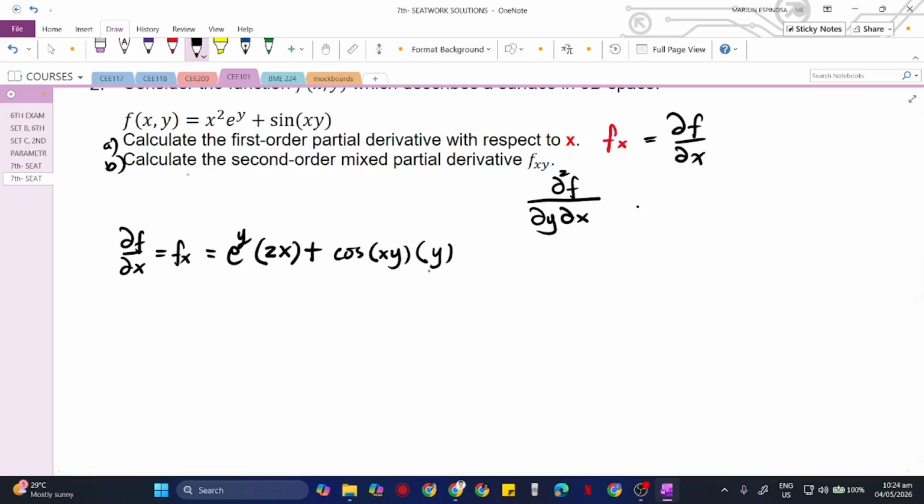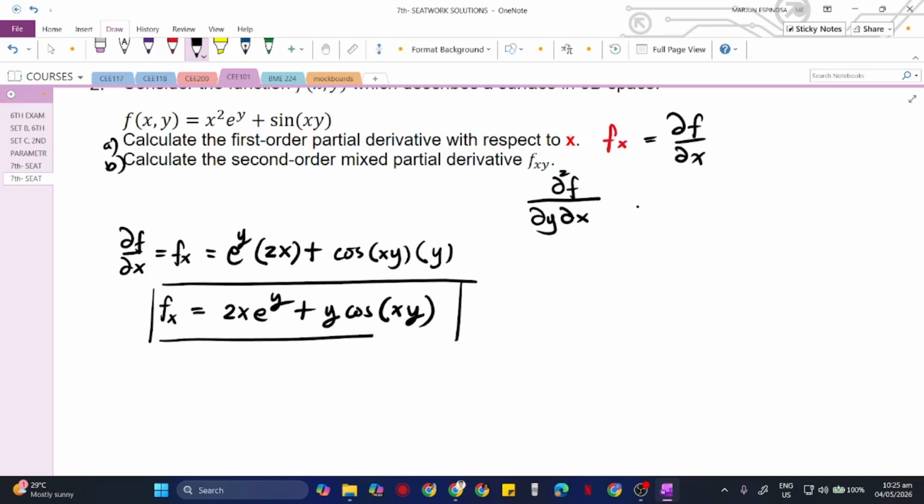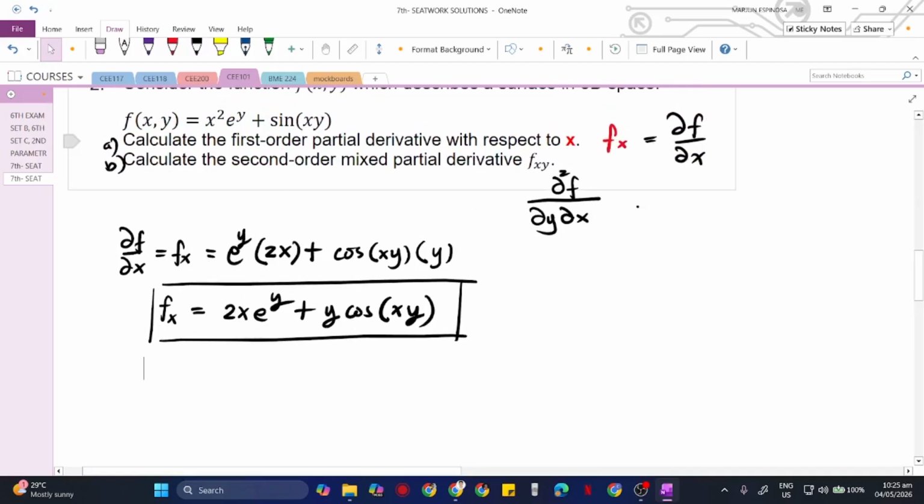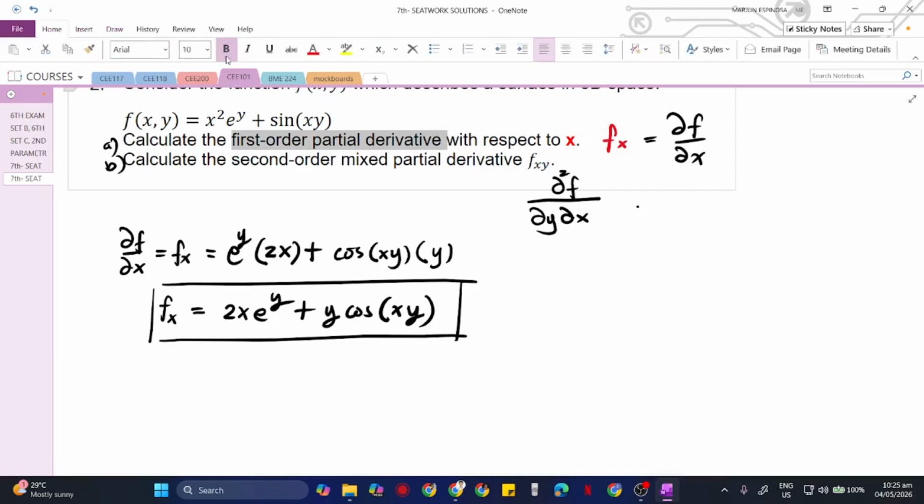Okay, so therefore, we have this our second term. And in other words, our f sub x, or the first order partial derivative of our function with respect to x, will now become equal sa 2x e raised to the power of y plus y cosine of x times y. So, we now have our answer for problem letter A. So that is the first partial derivative of our given function with respect to x.